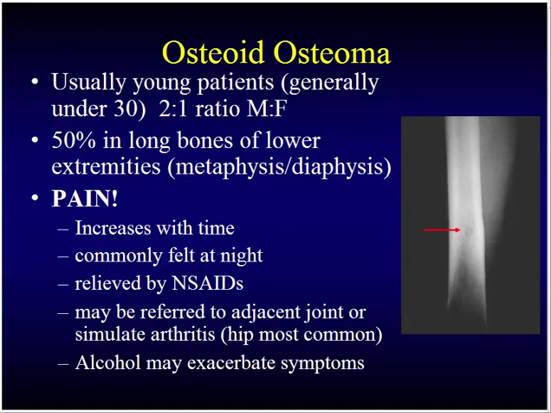It increases with time. It's commonly felt at night, relieved by NSAIDs. We think that's because of prostaglandins or prostacyclins in it. And it can be referred to the joint, if it's nearby a joint, simulating arthritic-type symptoms. And classically, they say that alcohol may exacerbate the symptoms. I see very few patients where that's actually the case, but that's one of the classic textbook things.